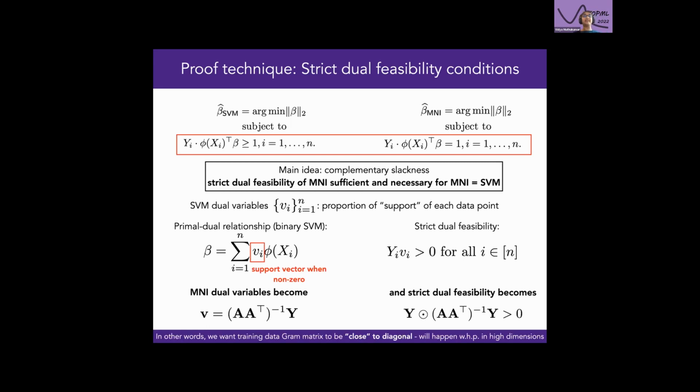If you stare at this for a moment, what you would notice is that what we really want from this is that the training data matrix, that is AA transpose, should be sufficiently close in a certain sense to being a diagonal matrix.